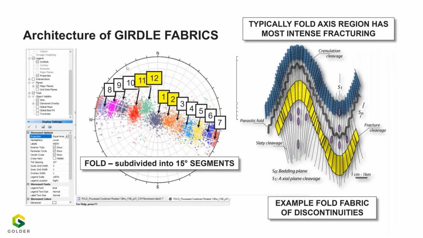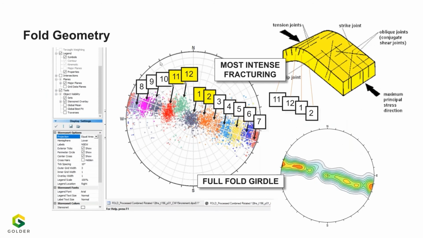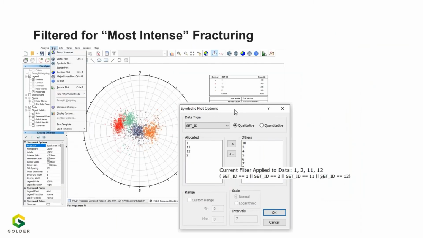So if we take that bedding data and we fold it in a girdle at 15-degree intervals, right the way across the net, we can create a very simple fold. And then let's look at the area of a fold that gets dominated by fracturing. So here we are, our fold, and we're just going to take out those 4 particular sets. And there's our full fold fabric.